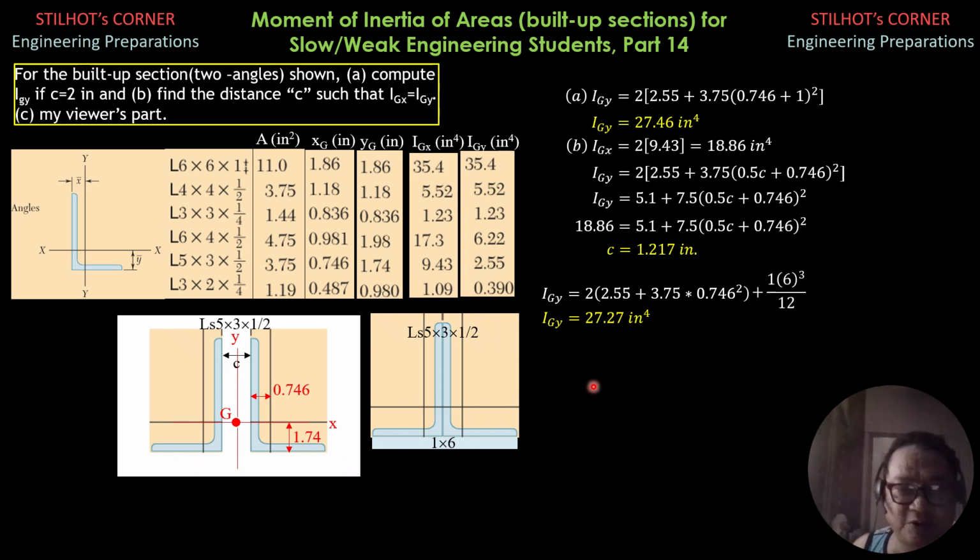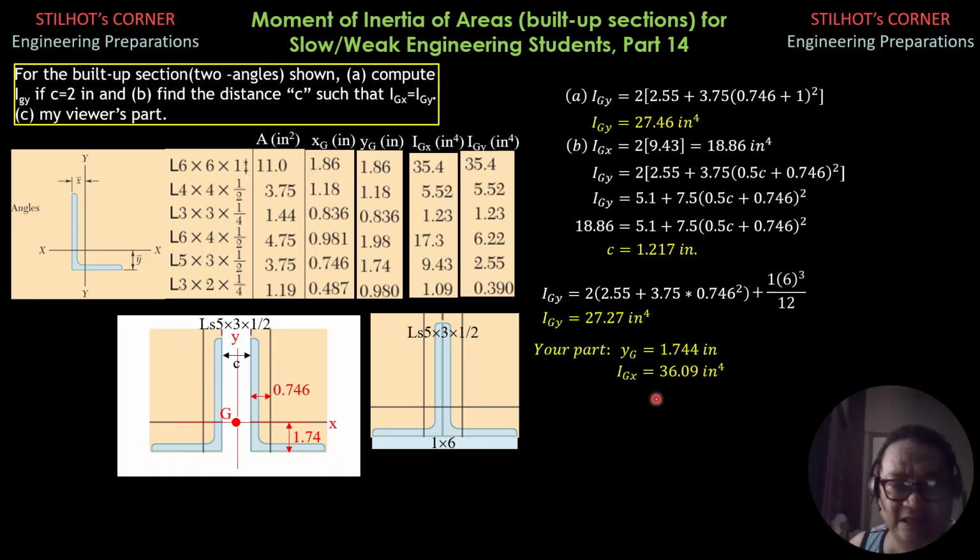Now this is your part. I want you to compute the new IGX. Before you can compute IGX, you have to locate the new centroid from the bottom of the rectangular plate as reference, and show that the new centroid is at 1.744 inches from the bottom, and show that IGX is 36.09 inches to the fourth.